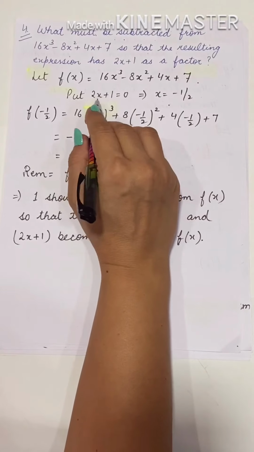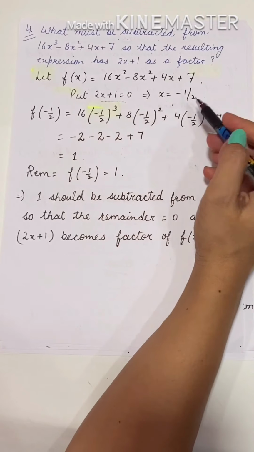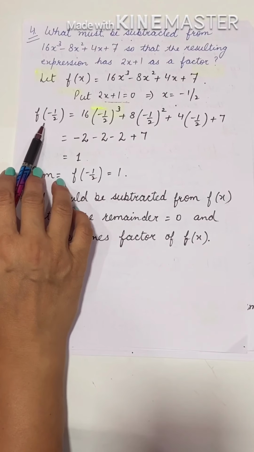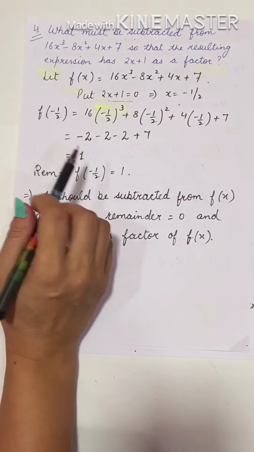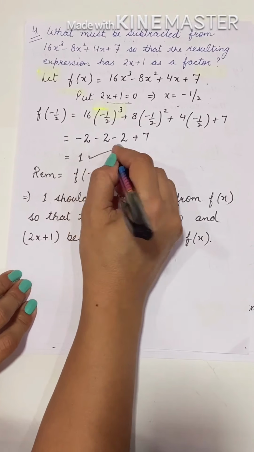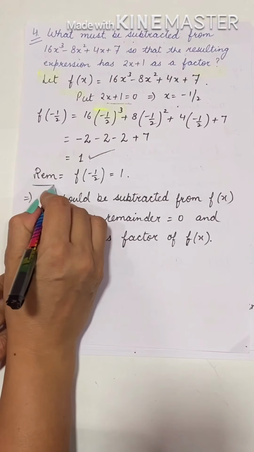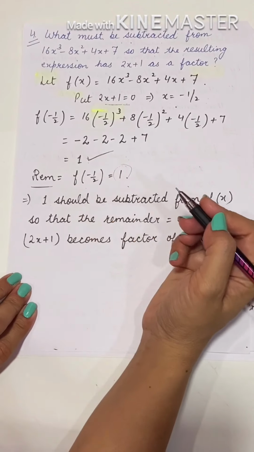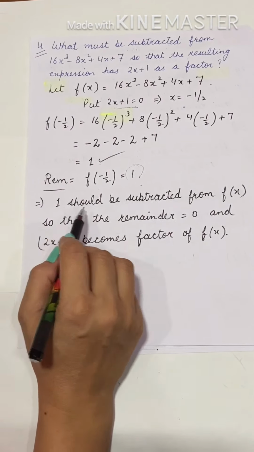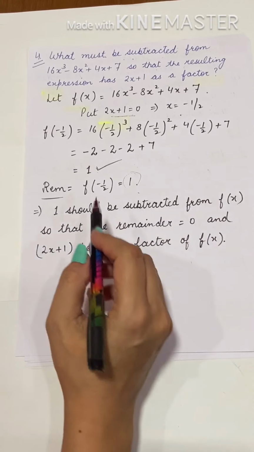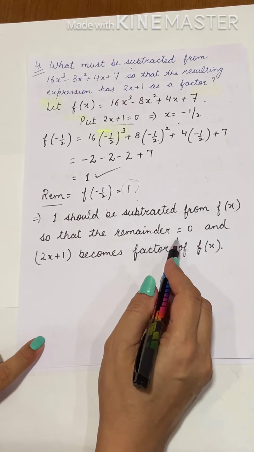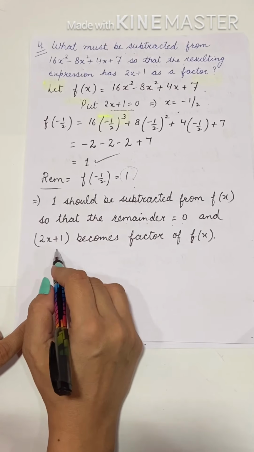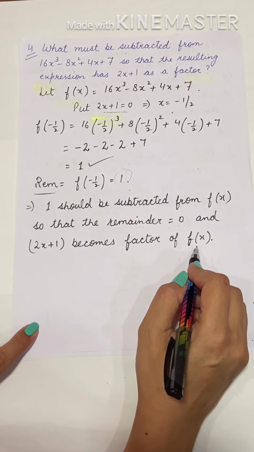So for that, again we take 2x plus 1 equal to 0. x comes out to be minus 1 upon 2. So calculate the value of the given polynomial at x equal to minus 1 by 2. It comes out to be equal to 1 by 2. So we are getting the remainder f of minus 1 by 2, which is equal to 1. Now 1 should be subtracted from f(x) so that the remainder should be equal to 0. And once the remainder comes out to be 0, then 2x plus 1 will become a factor of f(x).